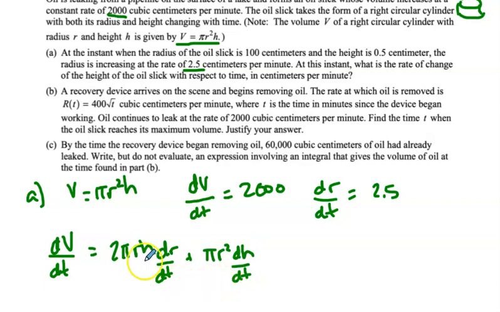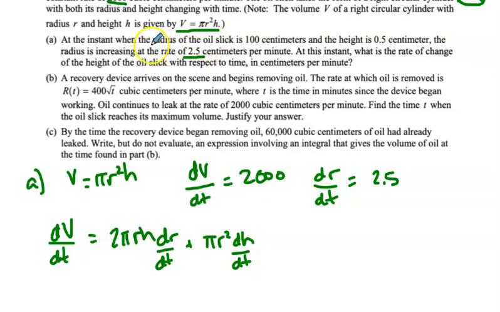So now we're going to do some substituting. We know that at a specific time, when the oil slick, the radius is 100 centimeters, first of all, we know that dV/dt is 2,000. That's all the time. But we're being given that the radius is 100 centimeters, and we're being given that the height is half a centimeter, and we know that dr/dt is 2.5.